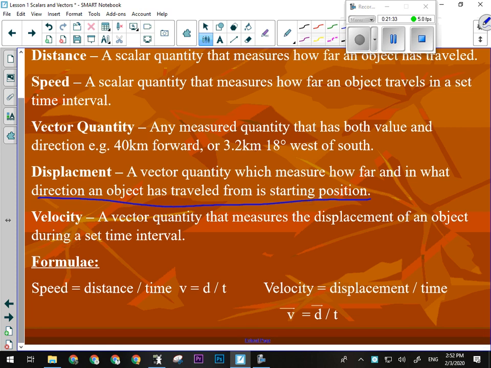Our formulae: speed equals distance over time, so v equals d over t. And velocity equals displacement over time. Still v equals d over t, but the v and the d both have arrows over top to denote that they are vector quantities. So those formulas should be familiar to you from science. Questions on those?